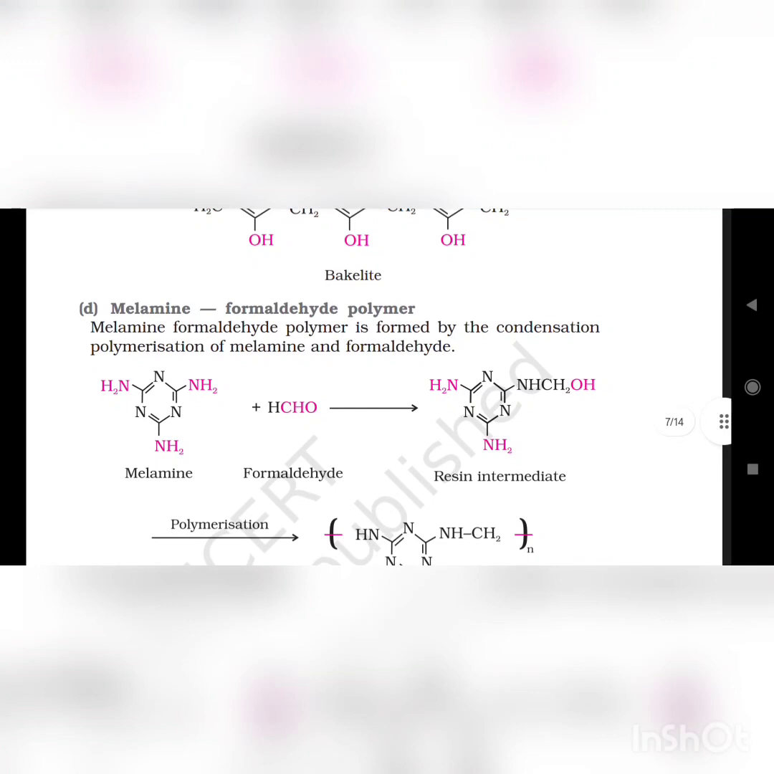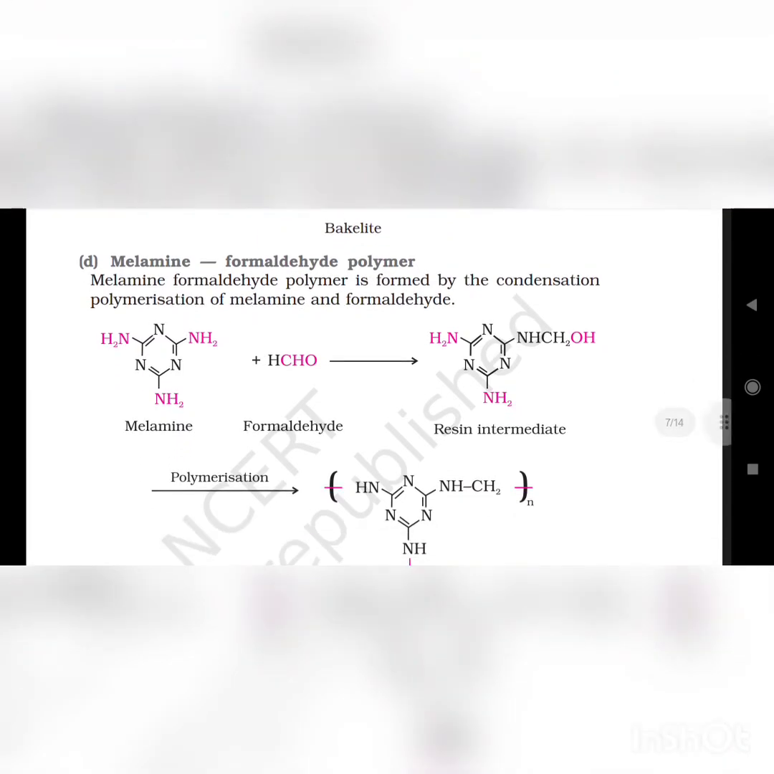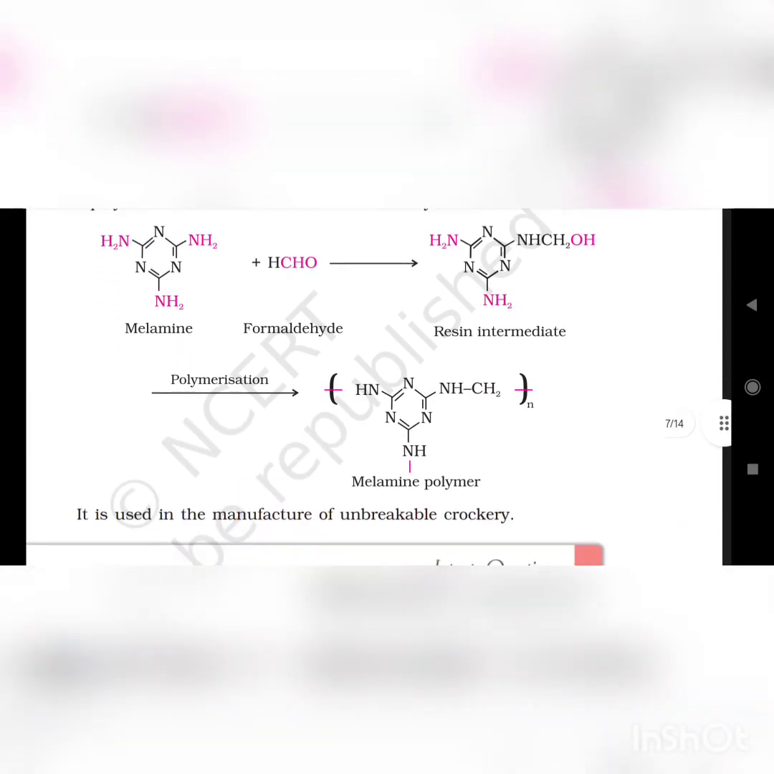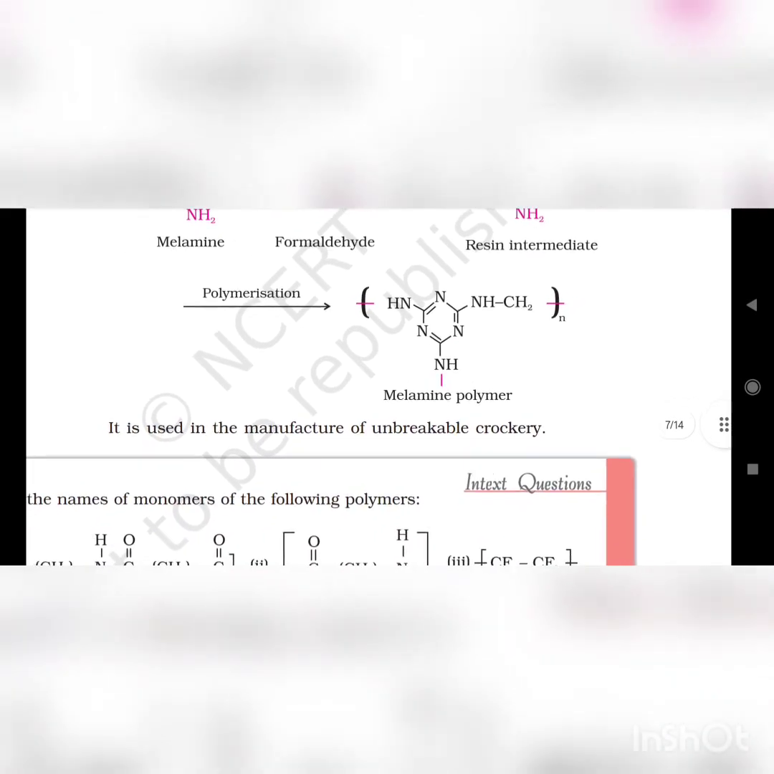Melamine formaldehyde, another polymer. Melamine formaldehyde polymer is formed by the condensation polymerization of melamine and formaldehyde. It is used for manufacturing of unbreakable crockery.